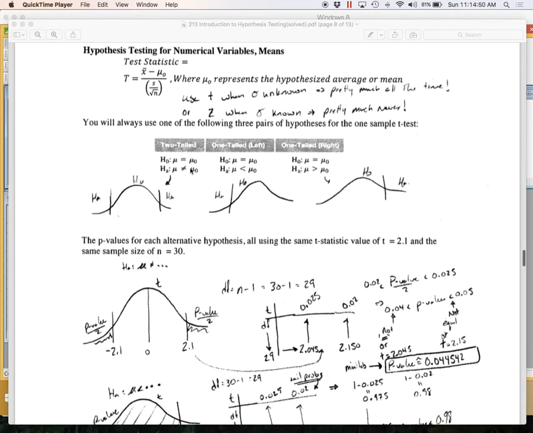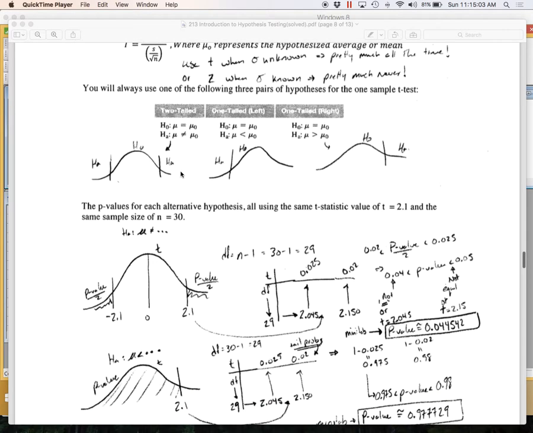Again, the signs in the alternative hypothesis will tell us about the type of test. Is it a two-tail? If so, then it's a not equal to sign. Is it a lower-tailed test, or is it upper-tailed? That you can find by looking at the alternative sign.